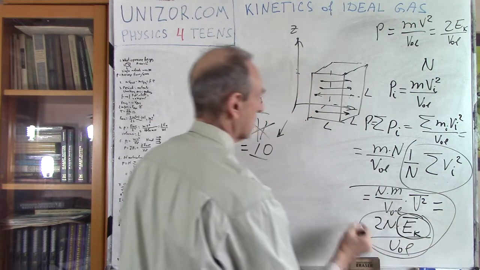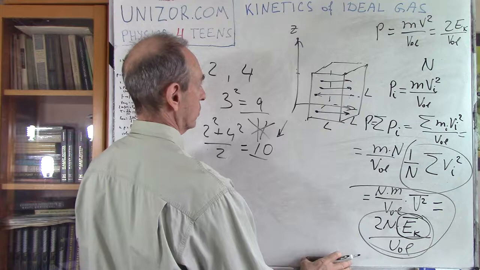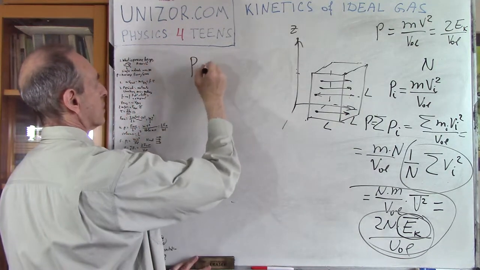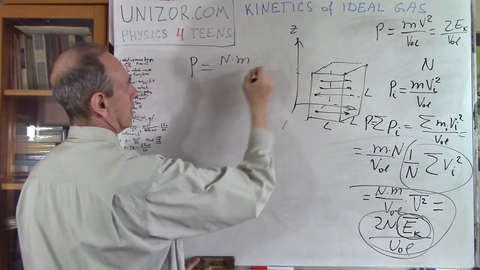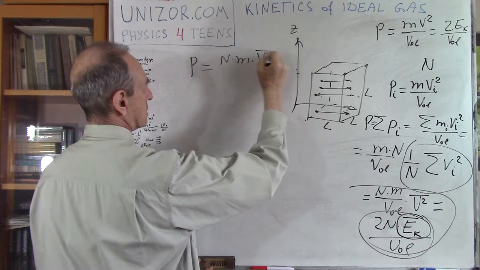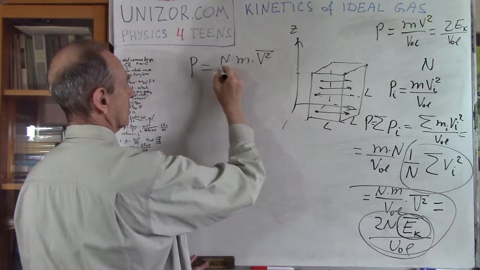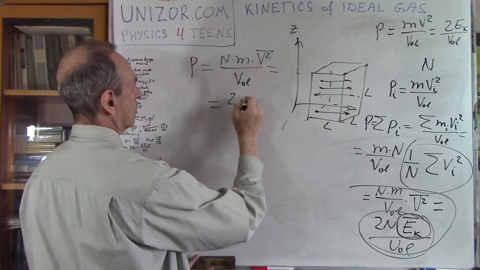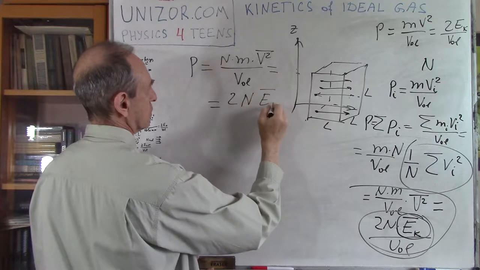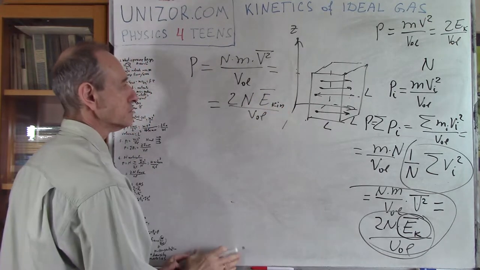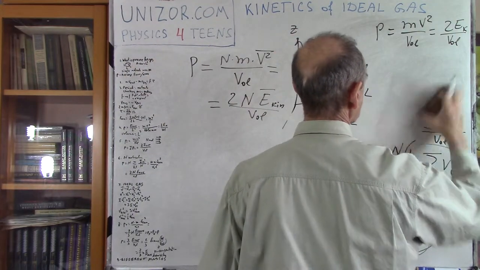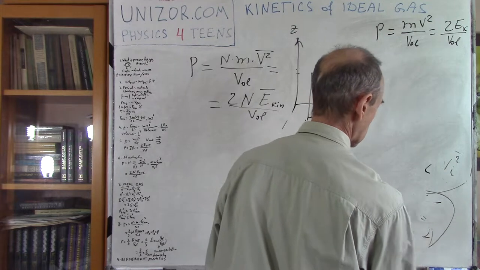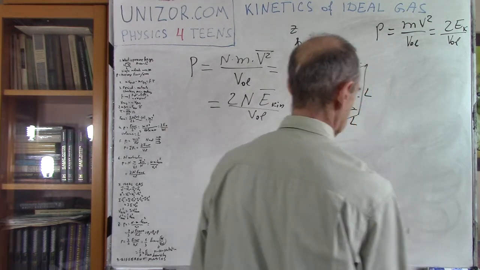All right, so we have come to a conclusion. In this particular case, when we have n molecules, the pressure is equal to n times m times the average of the squares of the speeds of the molecules, or 2n times the average kinetic energy, divided by volume. And now we are ready for the third step, when we will introduce ideal gas, and we will try to do very similarly to get the formula for the pressure in case of ideal gas.